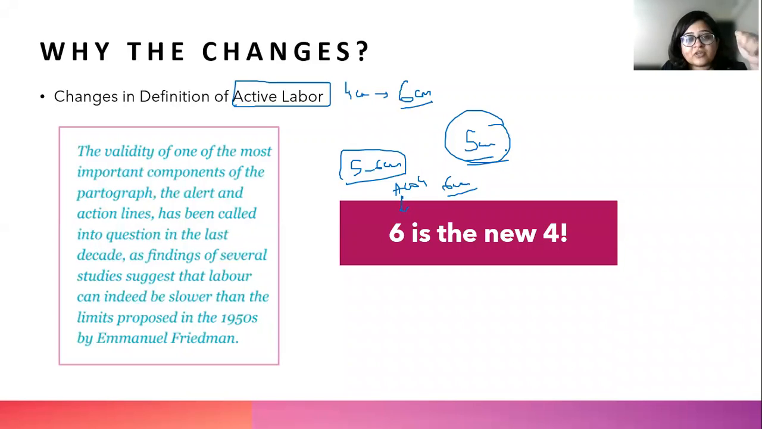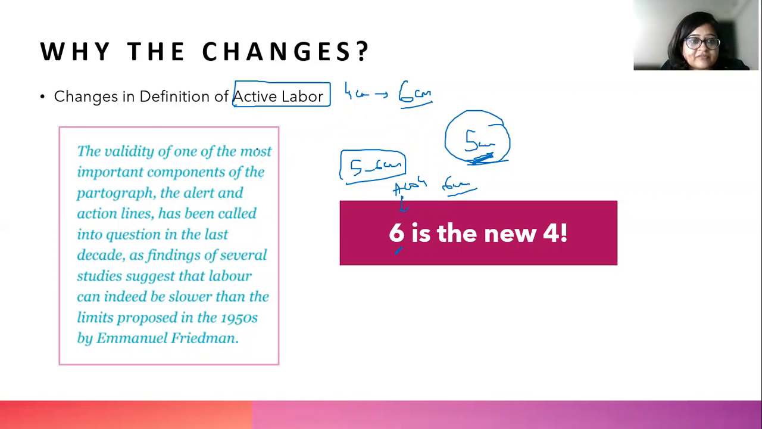active phase. So if you're asked a question, when does active phase begin? By WHO, it is 5 centimeters. Please remember this. ACOG says 6 centimeters, WHO says 5 centimeters. If you're asked about the labor care guide, 5 centimeters is when active labor starts. 4 centimeters is now done away with.